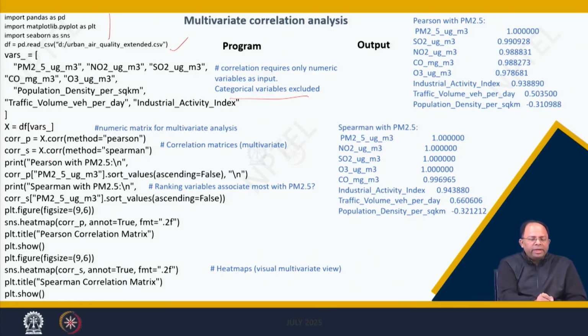And then what we are doing is calling the function x.corr, because x we are already giving here. So x.corr, and based on the syntax we have to do this particular step. When we are calling x.corr with method equal to Pearson, it is going to store the correlation coefficients in corr_p. Similarly, I can call x.corr with method Spearman, and we can store it in corr_s.